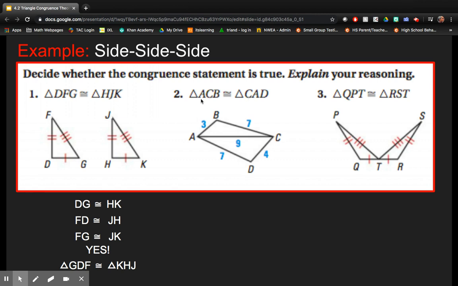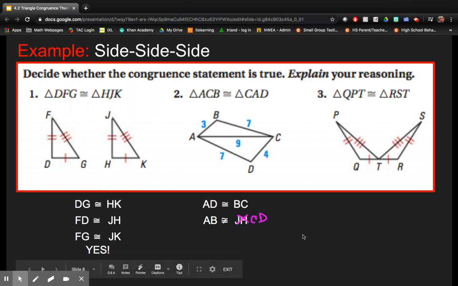Number 2, triangle ACB is congruent to triangle CAD. So let's look. I see that AD is congruent to BC because they have the same measurement of 7. But then I notice that AB is not congruent to what should be CD. This symbol, the congruence symbol with a mark through it, means not congruent. I can really stop there, but let's keep going.